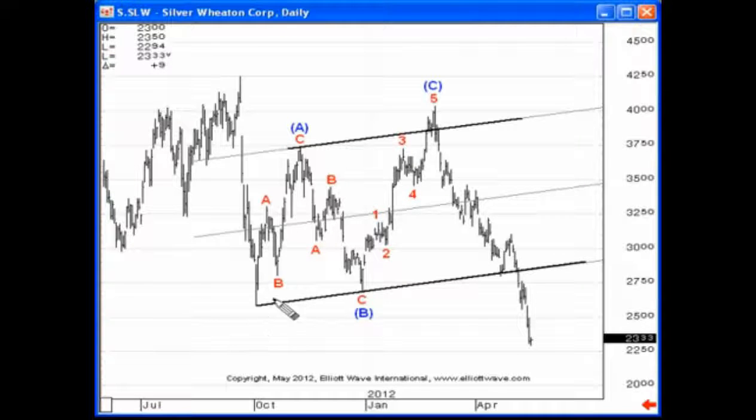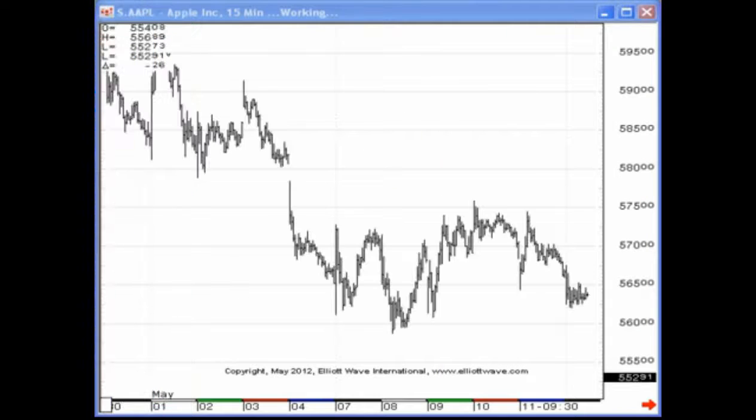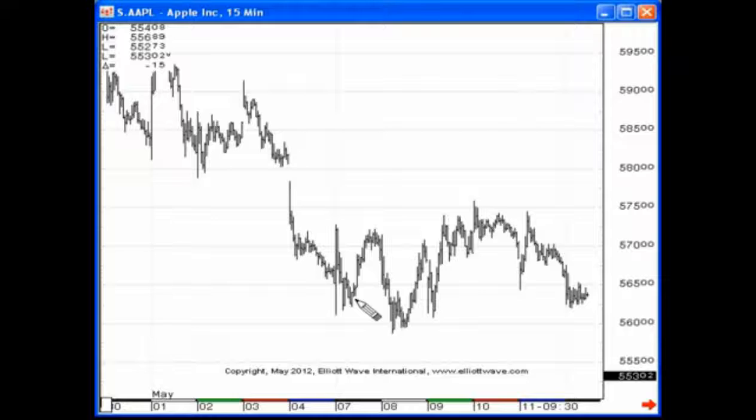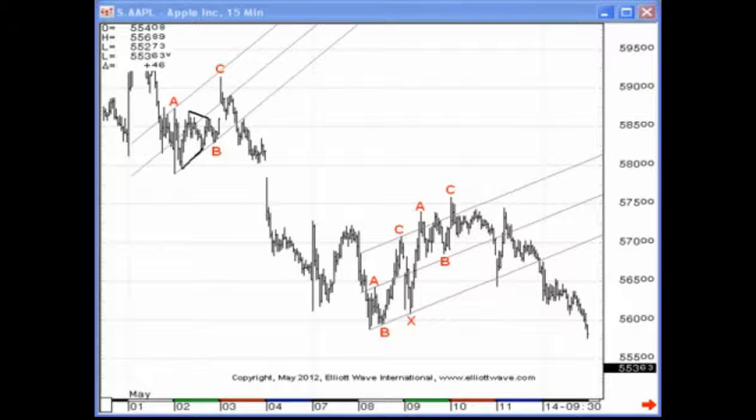This is a three-wave move, A, B, C, within parallel lines. Let's look at another price chart. Here we have a price chart of Apple. Recall the prior price chart was on the daily level. Here, notice we have a 15-minute price chart of Apple. But again, let me show you what I know constitutes a high probability trade setup for myself, but I'm sharing this with you today. Here's the price chart. Here's the before. Now let's look at the after.